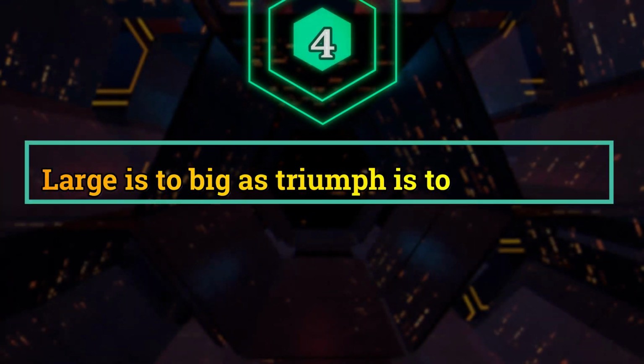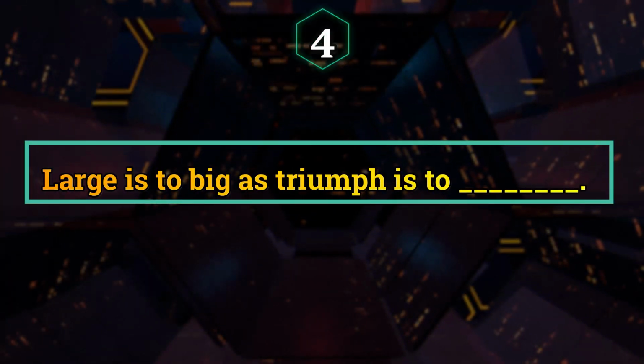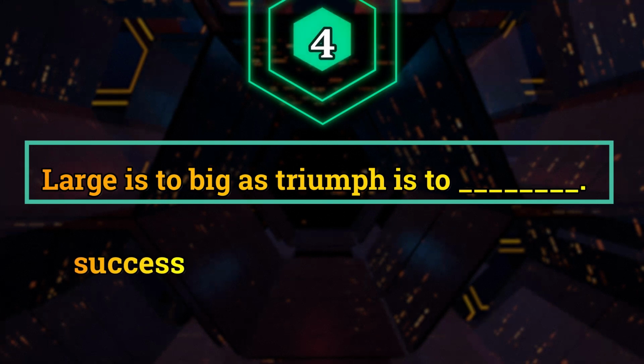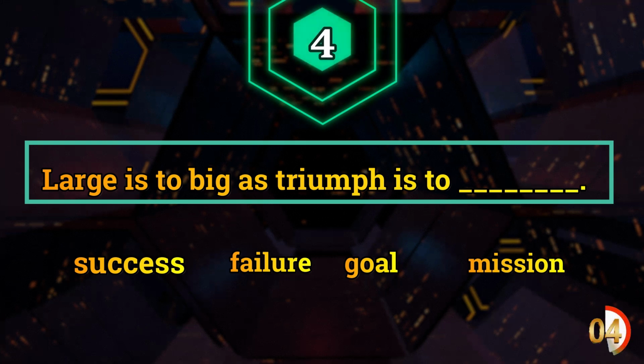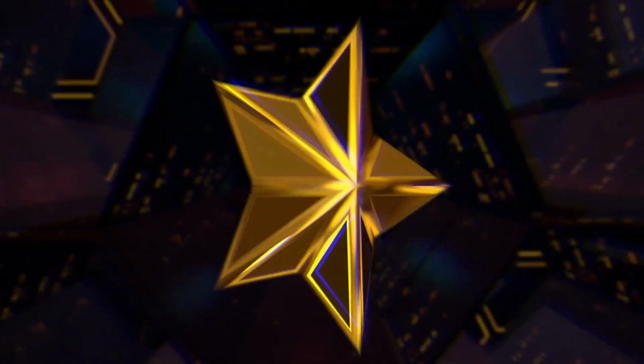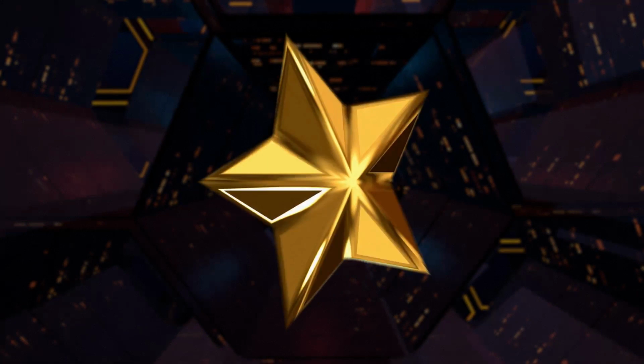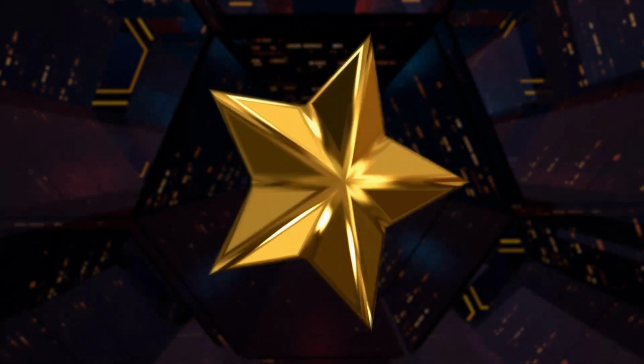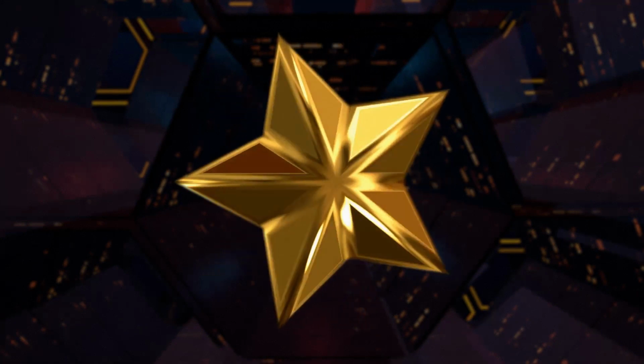Number 4. Large is to big as triumph is to blank. Is it success, failure, goal, or mission? The correct answer is success. Did you get it right? If yes, this means this star is for you.